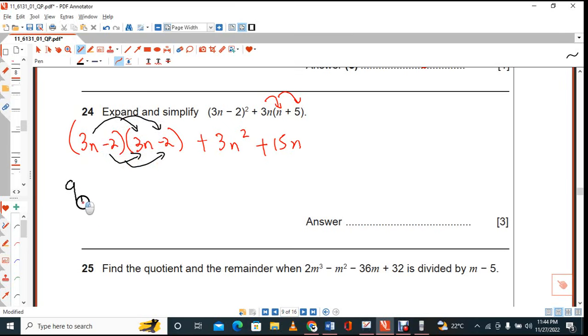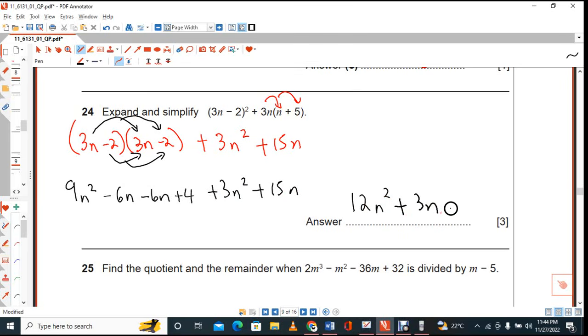So you're going to have 9n squared minus 6n plus 4 plus 3n squared plus 15n. So collecting like terms, I'll have 12n squared, and then I have got 15 minus 12, that is going to be plus 3n plus 4. Okay, hopefully you understand how I got to this answer.